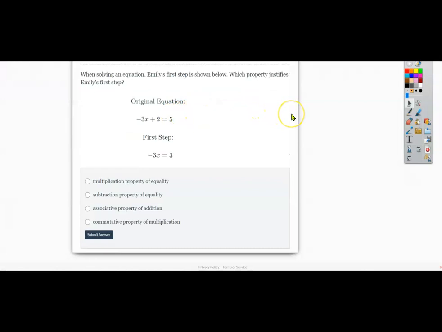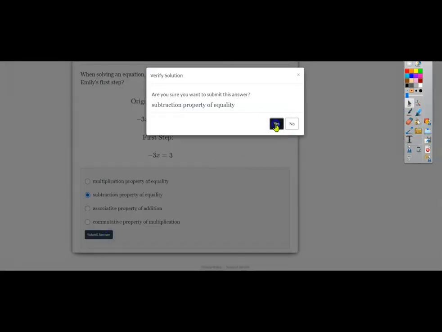Okay, last one here. First equation, second equation. So the first equation had a plus 2, and the second equation does not. And the only way to remove a plus 2 is by subtracting 2 from both sides, and that is being written twice. So that is a property of equality, right? And because we are doing it on both sides, it is a subtraction property of equality.